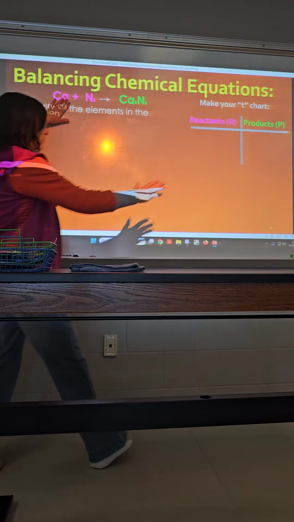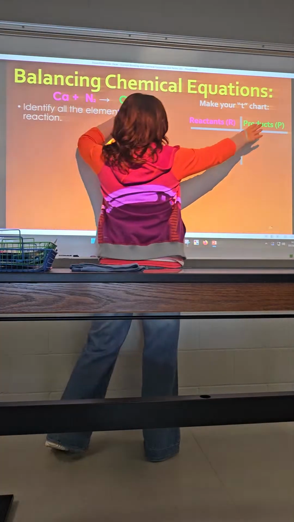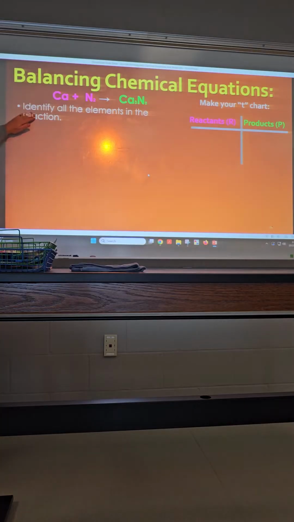Notice I color-coded things even, right? The reactants I have in this pink color, the products are in the green. So the first thing we do is we identify all the elements in the reaction, right? What do you see here? What are in this reaction? Calcium and nitrogen. Yep, so Ca and N, excuse me.